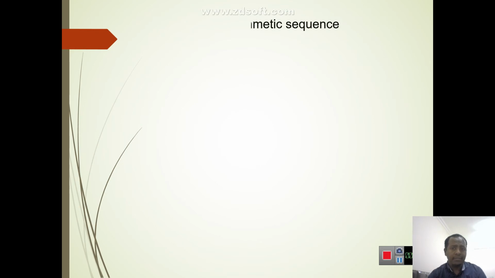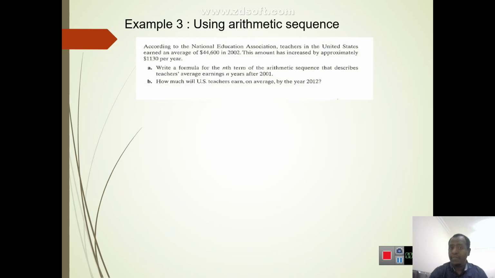Example 3 is the application of the arithmetic sequence in a real life situation. Again, example 3 is from your textbook. I'll read it. According to the National Education Association, teachers in the United States earned an average of $44,600 in 2002. This amount has increased by approximately $1,130 per year. From this problem, what do you understand?